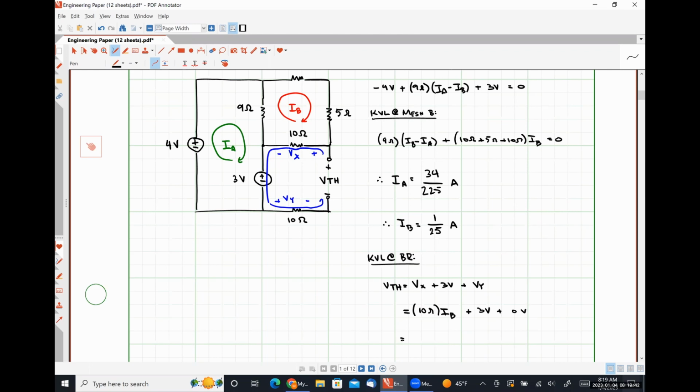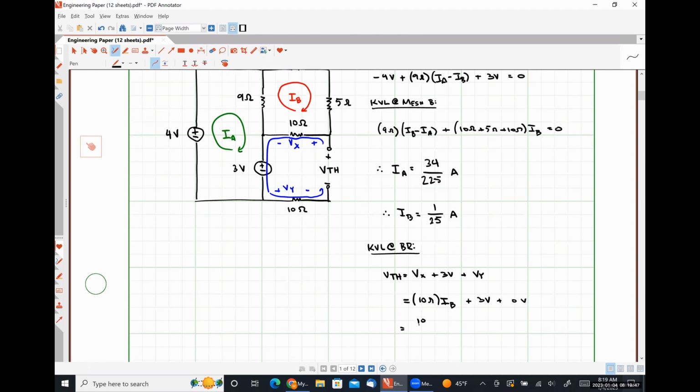So 10 times IB would be 10 over 25 volts plus 3 volts. So that looks like 3.4 volts if my mental math is correct, because 10 over 25 is the same as 2/5, which is 0.4.